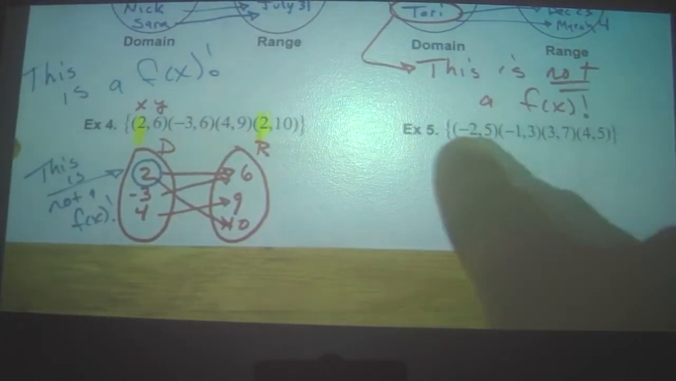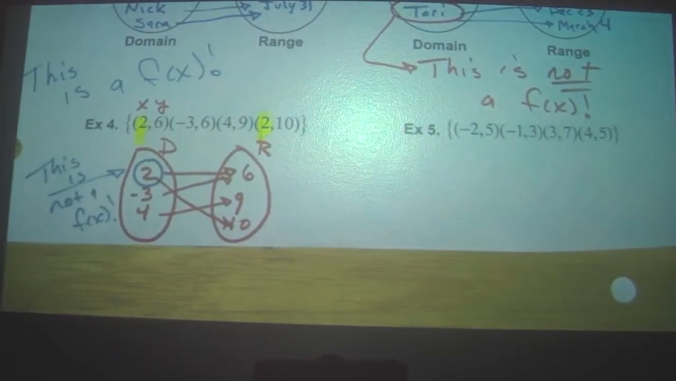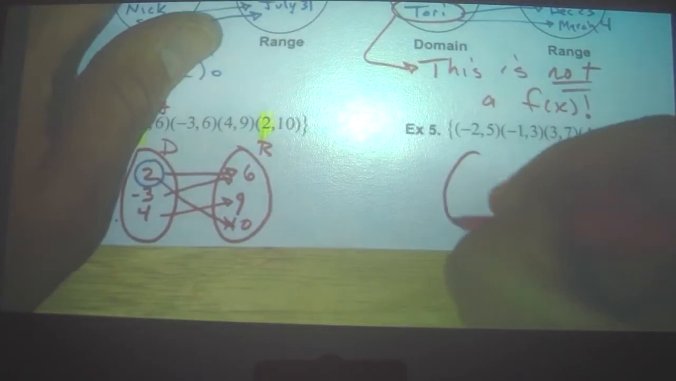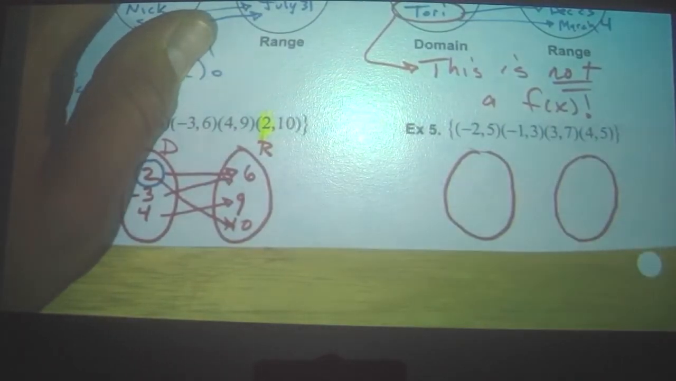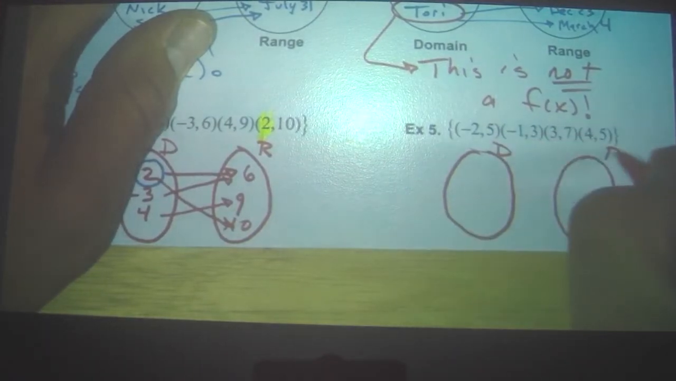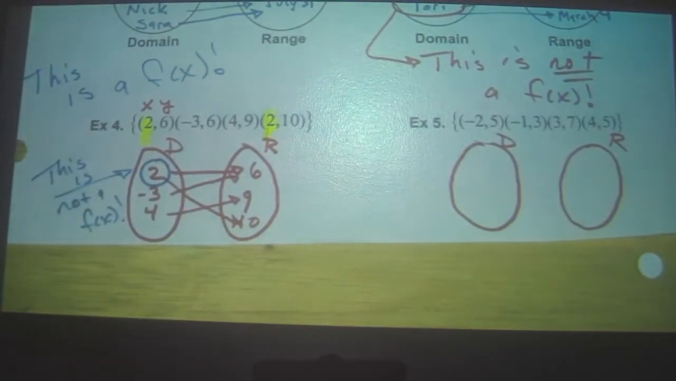All right, try the next one. I've got (-2, 5), (-1, 3), (3, 7), (4, 5). Real quick, decide yes or no, function, not a function. And visually, I like doing the balloons for you guys. Domain range, x, y. Take a second, decide yes or no. Function, not a function.